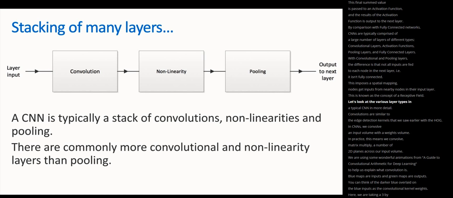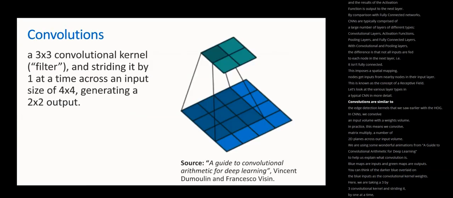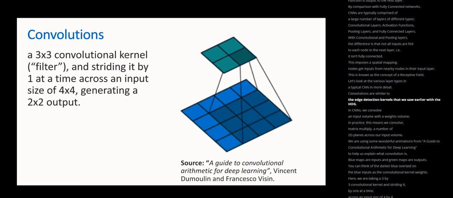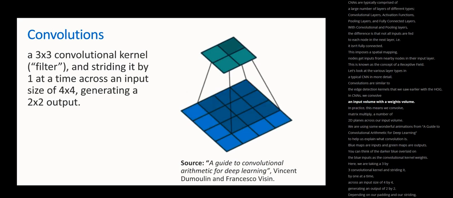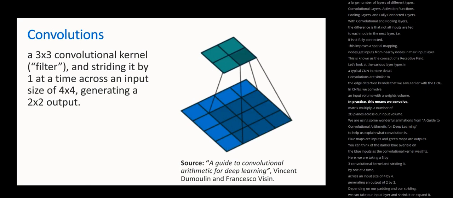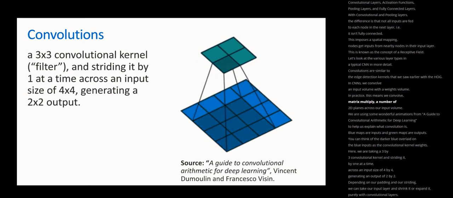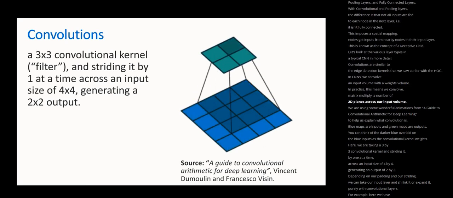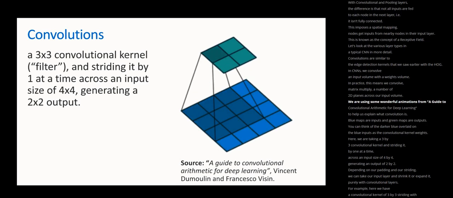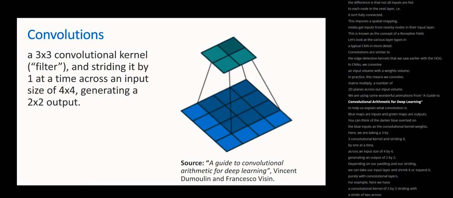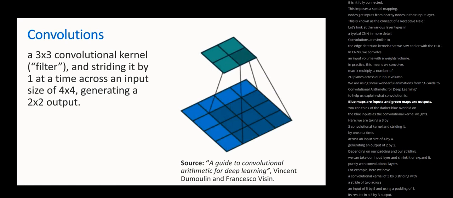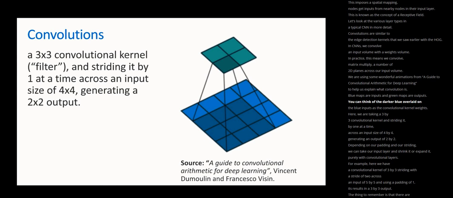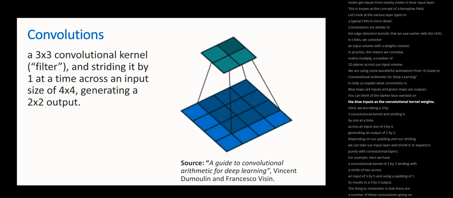Let's look at the various layer types in a typical CNN in more detail. Convolutions are similar to the edge detection kernels that we saw earlier with HOG. In CNNs, we convolve an input volume with a weights volume. In practice, this means we convolve, matrix multiply, a number of 2D weight planes across our input volume. We are using some wonderful animations from A Guide to Convolutional Arithmetic for Deep Learning to help us explain what convolution is. Blue maps are inputs and green maps are outputs. You can think of the darker blue overlaid on the blue inputs as the convolutional kernel weights.